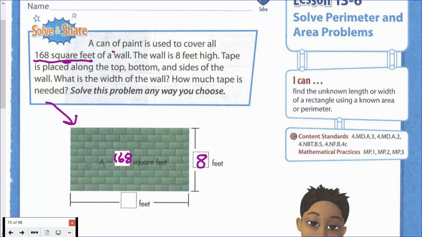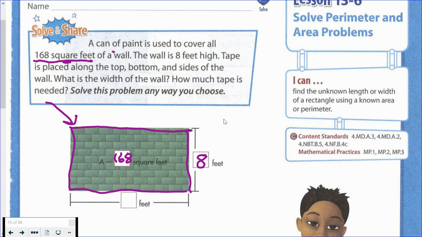Okay, so let's think about that. Tape is placed along the top, the bottom, and the sides of the wall. Whoa, wait a second. If that's where the tape is going, your brain should be noticing that tape is following, hopefully your brain was thinking perimeter. So we know we're going to have to do something with perimeter. Okay? So what is the width of the wall?